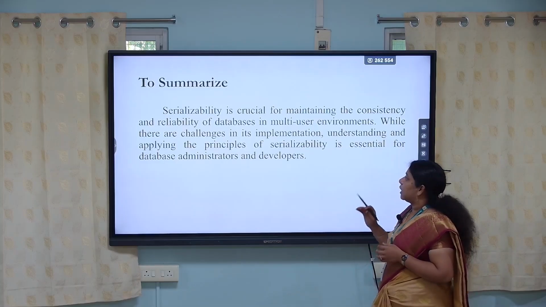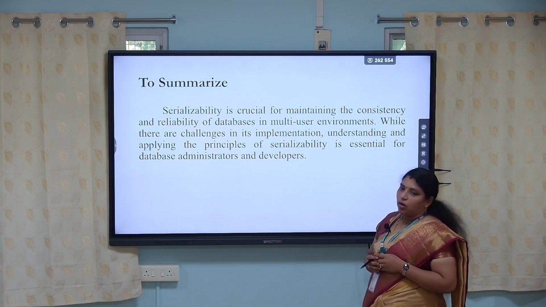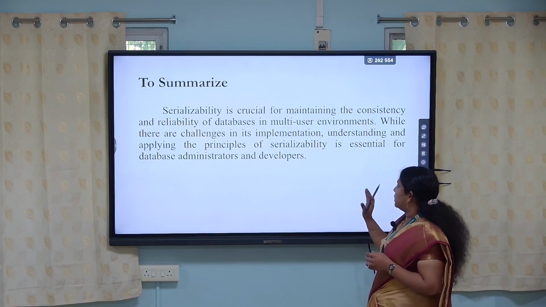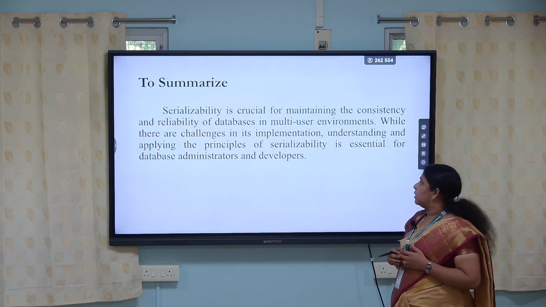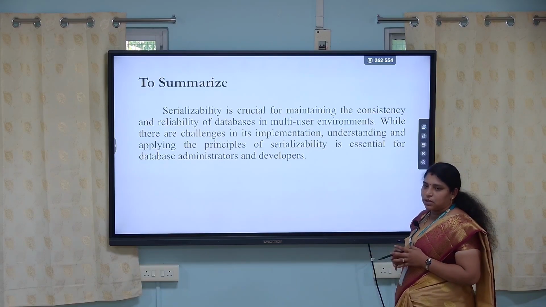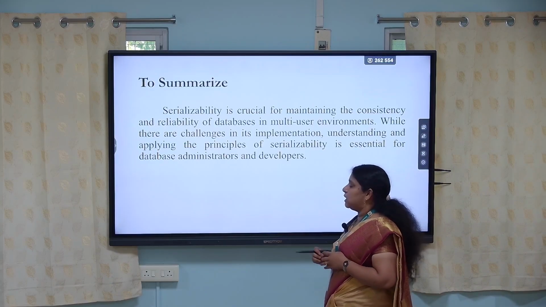To summarize, serializability is crucial for maintaining the consistency and reliability of database systems where a multi-user environment is involved. So it is mandatory to apply the principles of serializability to maintain the consistency of databases.